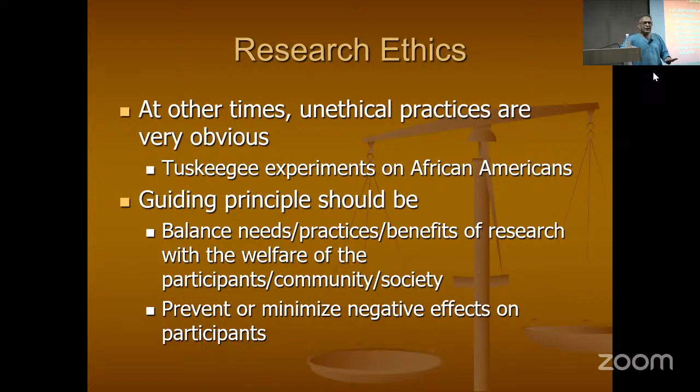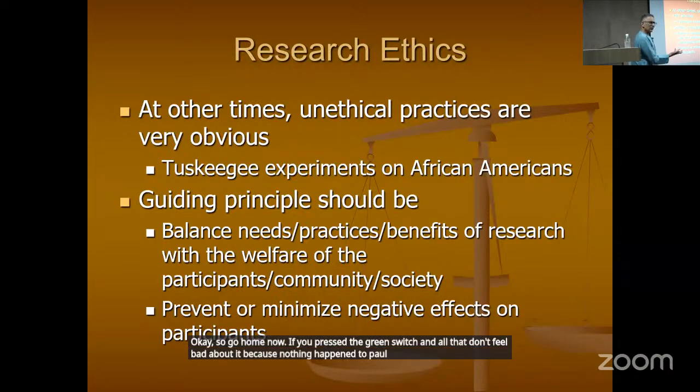Now, we're talking about ethics now. So let's talk about the ethics part. After the study, Paul is asked to join for a cup of coffee. Paul, come. Paul is okay. Paul is happy. You see, nothing happened to Paul. Paul was not wired, nothing. Paul was just sitting there and enjoying himself. Okay? So go home now. If you pressed the green switch and all that, don't feel bad about it, because nothing happened to Paul.